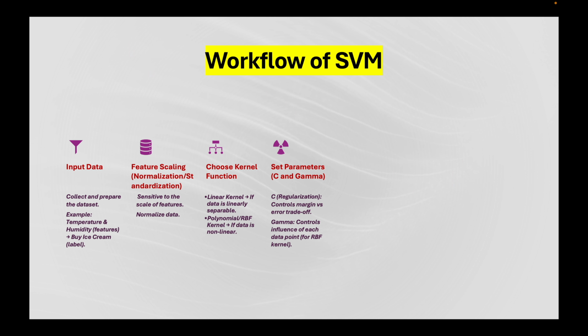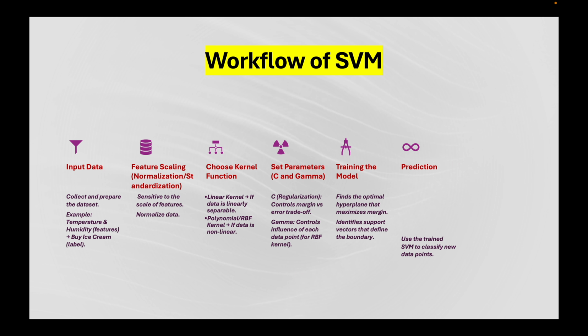Setting parameters. C regularization controls the margin versus error trade-off. Gamma controls the influence of each data point for RBF kernel. Training the model. SVM finds the optimal hyperplane that maximizes margin, and it identifies the support vectors that define the boundary. Prediction. In prediction, it uses the trained SVM to classify new data points, for example, to decide which side of the hyperplane they fall on. Evaluation. It measures the performance with metrics such as accuracy, precision, F1 score. Therefore, this is the workflow of SVM.